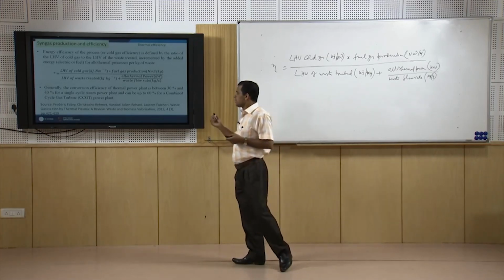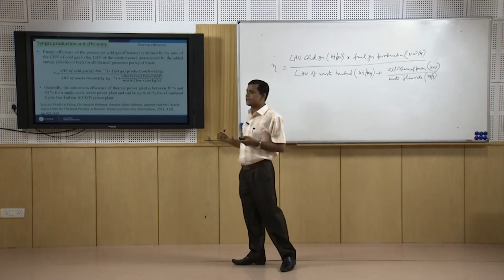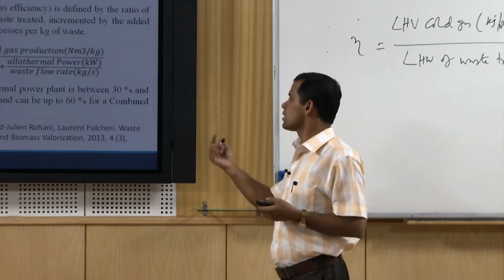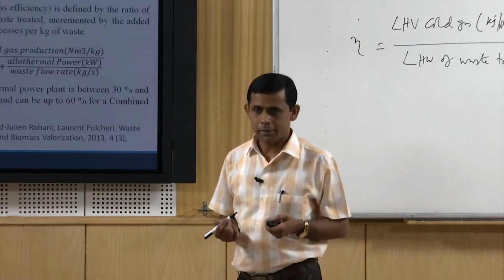Now, generally the conversion efficiency of a thermal power plant is between 30 to 40% for a single cycle steam power plant, and it can be increased up to say 60% for a combined cycle gas turbine power plant.